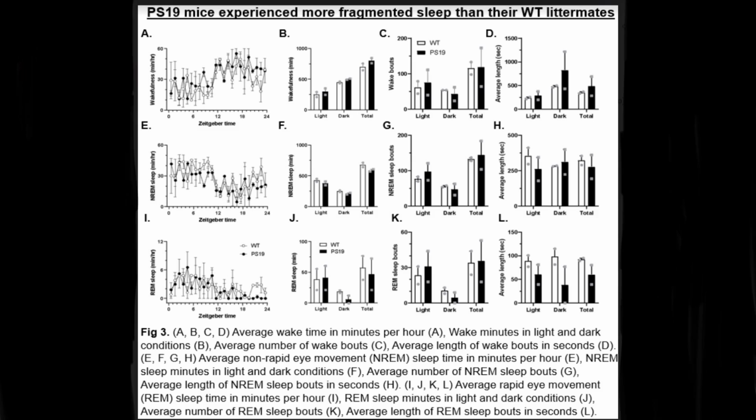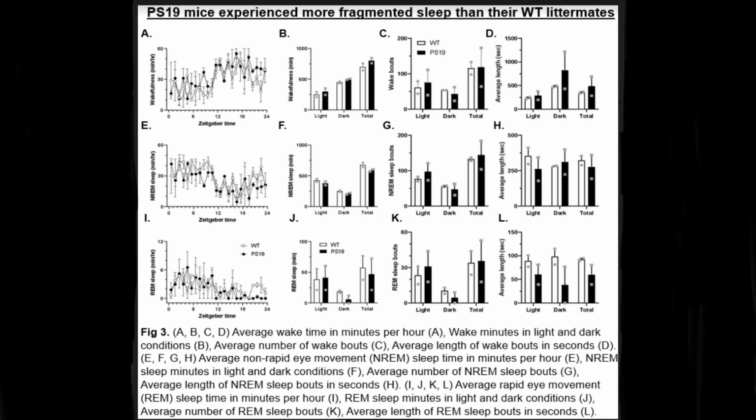Figures 3e through 3h show a decrease in time spent in non-rapid eye movement sleep for PS19 transgenic mice compared to wild-type littermates, yet an increased number of non-rapid eye movement sleep bouts. Also, the bout length of non-rapid eye movement sleep is lower for the PS19 transgenic mice. This could suggest the PS19 transgenic animals are having more fragmented sleep.